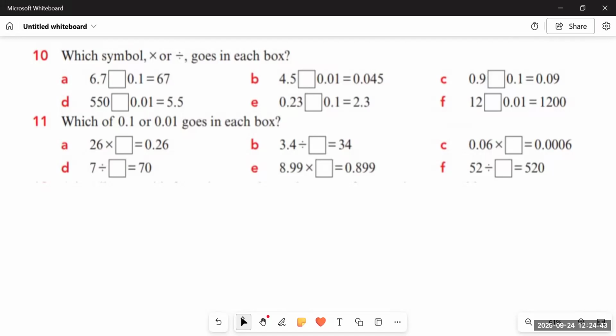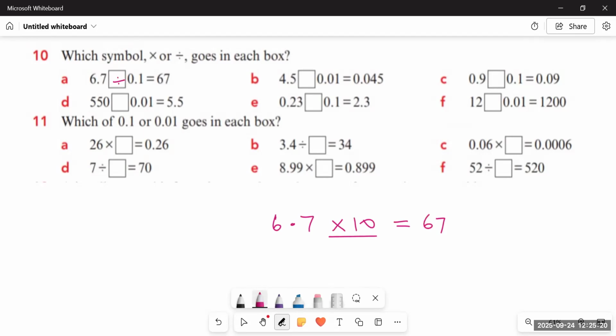Okay, students, in this question number 10, we have to put the symbols of multiplication or division that go in each box. So instead of looking at the number 0.1 or 0.01, we are going to look at their reverse. That is, in case of 0.1, we will look at 10. In case of 0.01, we will look at 100. So if we have 6.7 and we have to convert it into 67, we will multiply it by 10, because 6.7 into 10 is equal to 67. It means if it is multiplied by 10, here comes the division sign.